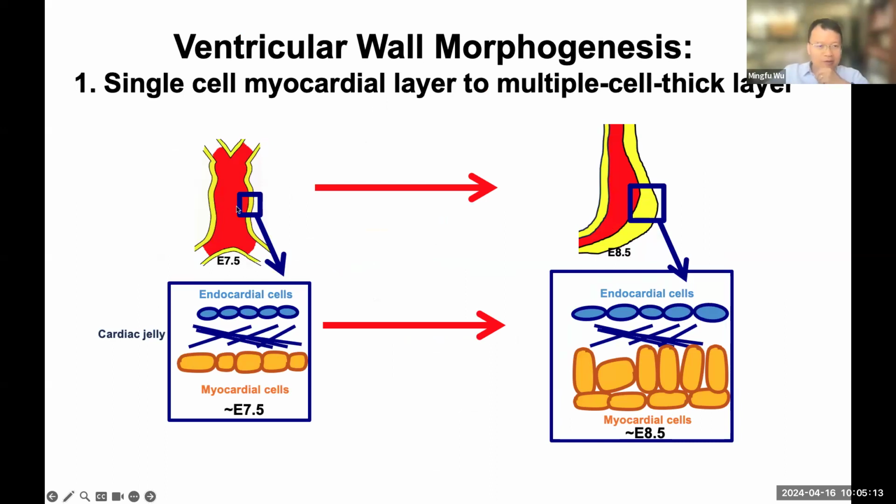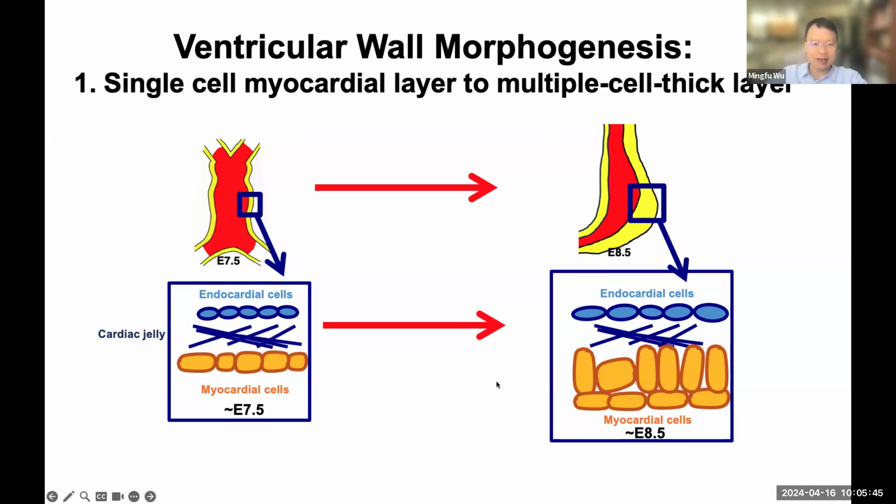Here is a heart tube at the bottom, embryonic day 7.5 or E7.5 in the mouse heart. The heart tube contains two layers of cells, the endocardial layer and the myocardial layer, and they are separated by cardiac jelly. In this first step, the cardiomyocytes have to multiply to form a multiple cell thick myocardial layer.